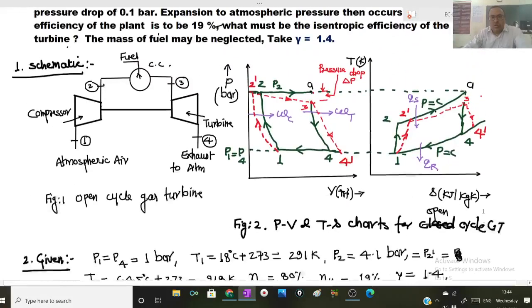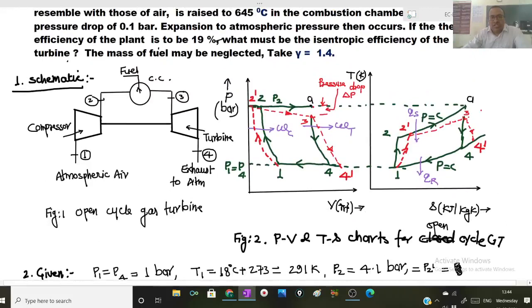Now we will go as per our standard procedure. We will try to find out all the required temperatures, that is T1, T2 dash, T3 and T4 dash. Let us start our calculations from the very first process 1 to 2.